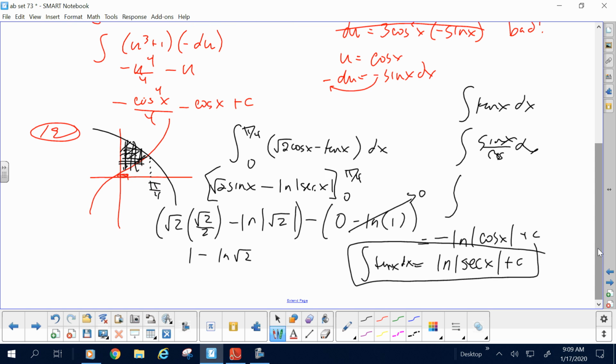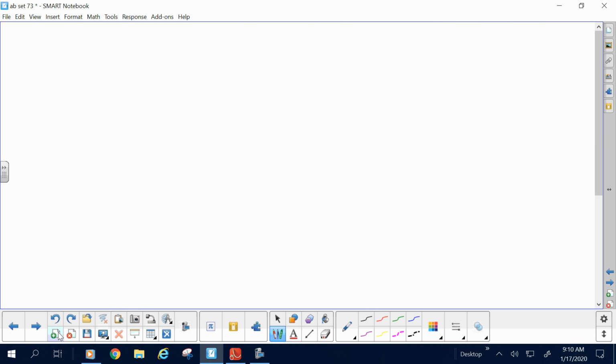If you didn't see your answer, it's possible they're using log rules, calling this 2 to the 1 half and bringing it down. You might see something like that as an answer; it's equivalent. Cool. Alrighty then. 19, checkity check. 20. Is 20 still a question? Anybody need 20?